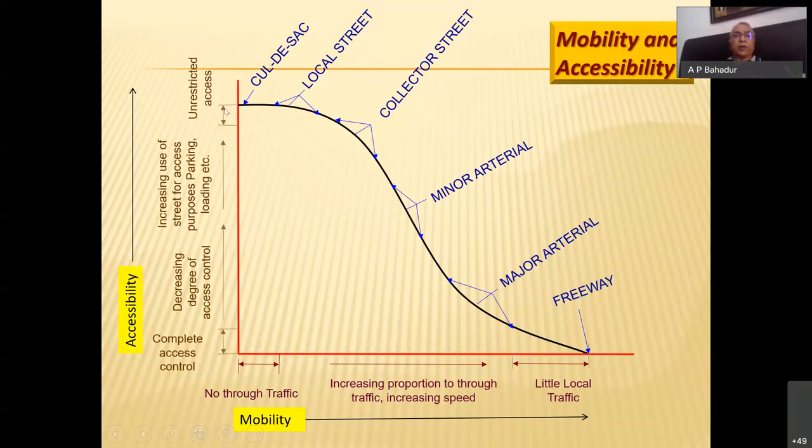Now here at this point, as you can see, the accessibility is at the highest level, but mobility is zero. That means no through traffic.